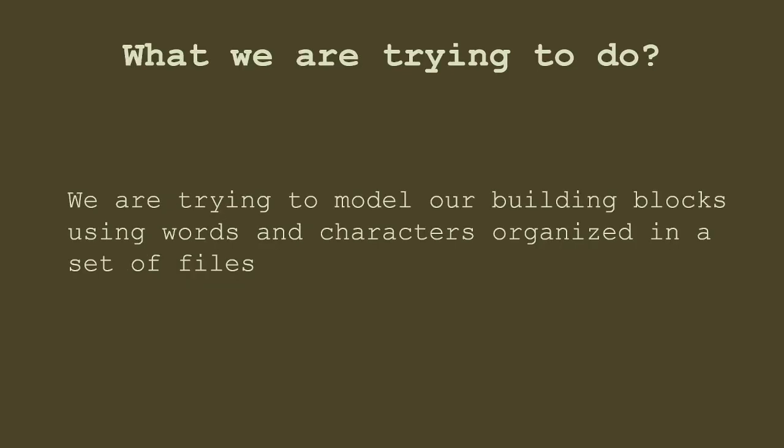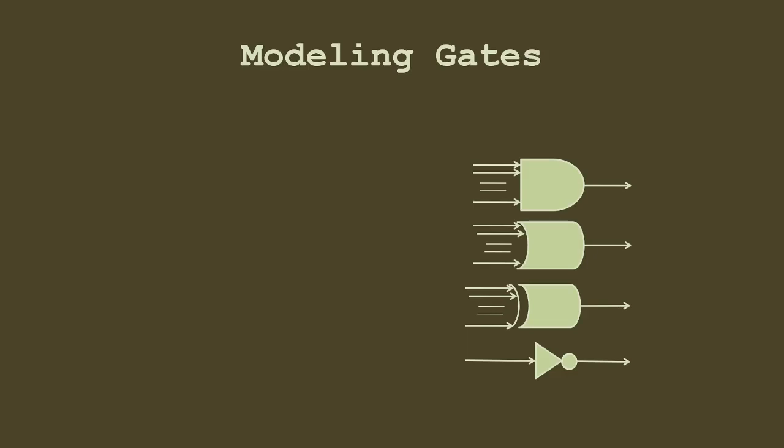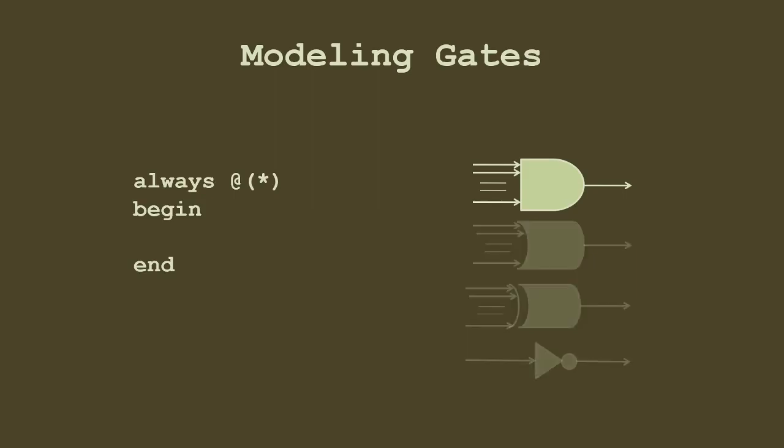So what we're trying to do here is that we are using words and characters written in a file, and that characters will infer some hardware when we synthesize it, and it will model that hardware when we simulate it, when we'll try to run the code in simulation on our computer. So if we want to model a gate, we normally use always at static, and then we use begin end. And if we want to make an AND gate, we use A is equal to B and C and D.